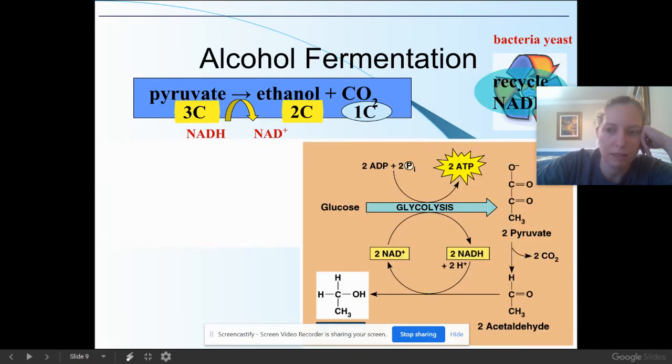So we're going to spend a little bit of time on each type, so you should be able to compare and contrast the two processes. Alcoholic fermentation, again, we're taking pyruvate and adding a hydrogen back to it from the NADH, and that's going to make ethanol and carbon dioxide.